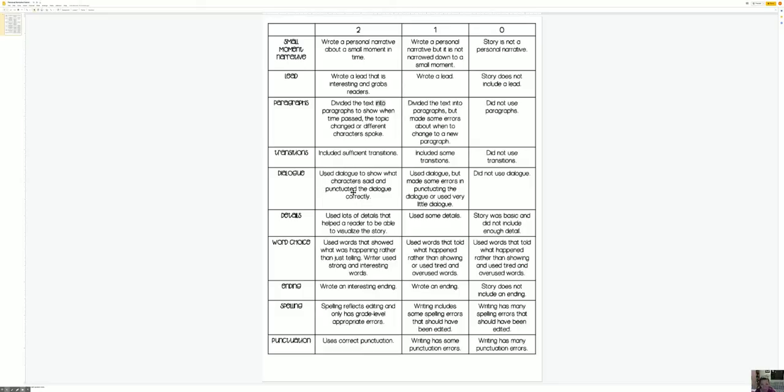Dialogue, these are quotations, things that people say. So if you use dialogue to show what characters said and punctuated it correctly, you'd get 2 points. Use some dialogue but messed up on your punctuation, you got 1. And if you did not use any dialogue at all, that would be 0 points.